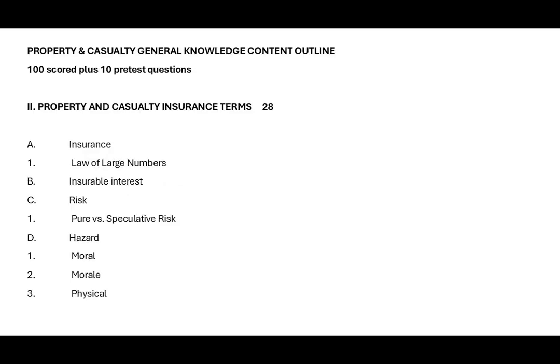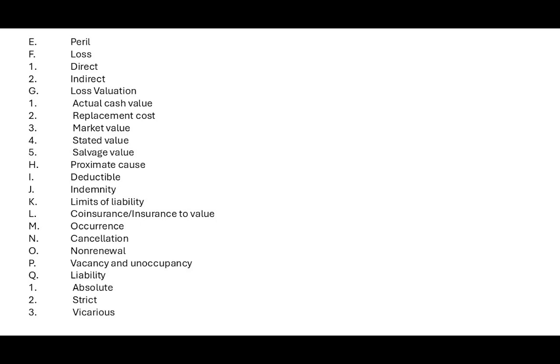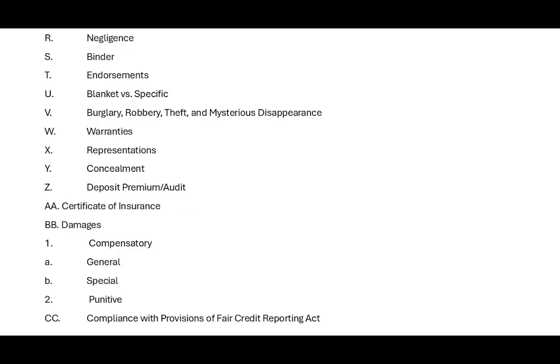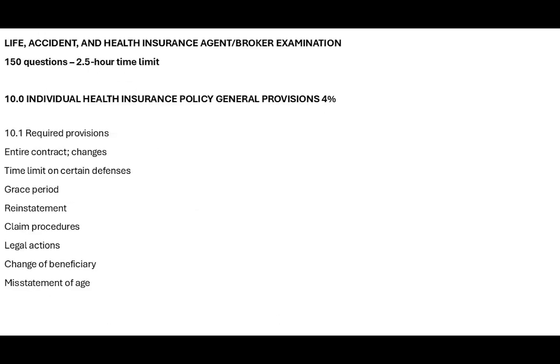If you're property and casualty, same thing, 28. You need to know all these things. All this: law of large numbers, insurable interest, risk, what different types of risk. All these, wow, look at that list. See how it works? Here's one from another state where they did the percentage.